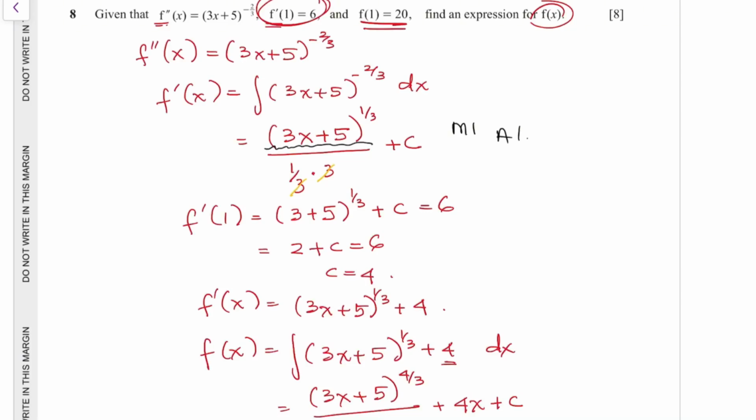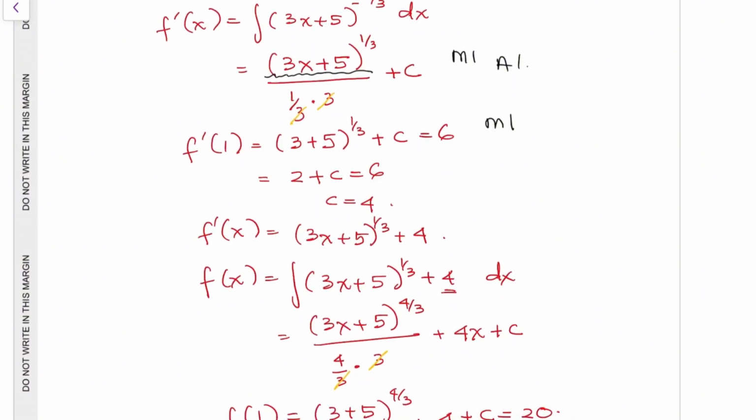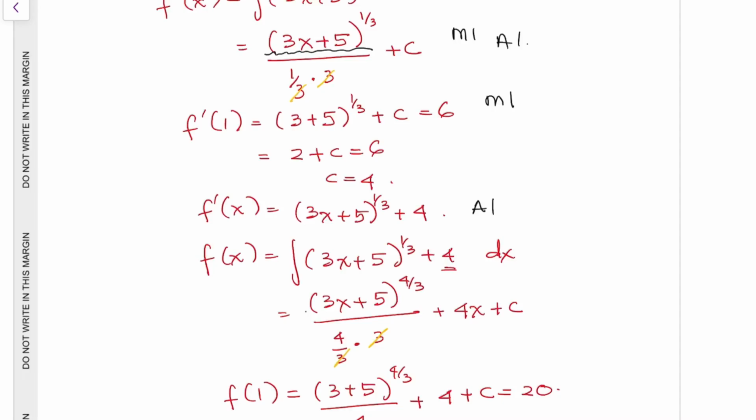Next mark is when you are using the idea that f prime 1 is equal to 6, right? When you equate them together, you will get your next M1. And then when you are able to write that f prime x is equal to all those things plus 4, okay, that is the accuracy mark. Next mark is when you are integrating it again, and whatever the constant is, but as long as you have this part over here, you are going to get the next M1.